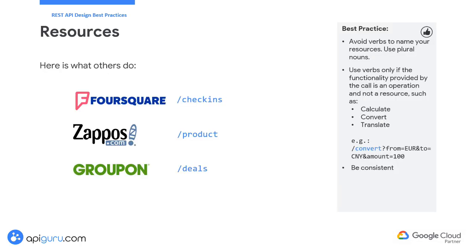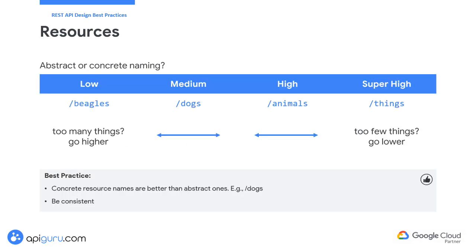Organizations often implement different strategies for naming REST resources. We recommend avoiding verbs when naming your resources and instead using plural nouns for clarity. Reserve verbs for actions that represent operations rather than resources, such as calculate, convert, or translate. Be consistent across all APIs. Consistency across all your APIs is essential to ensure clarity and ease of use for developers. We recommend using concrete names for your resources such as /dogs.